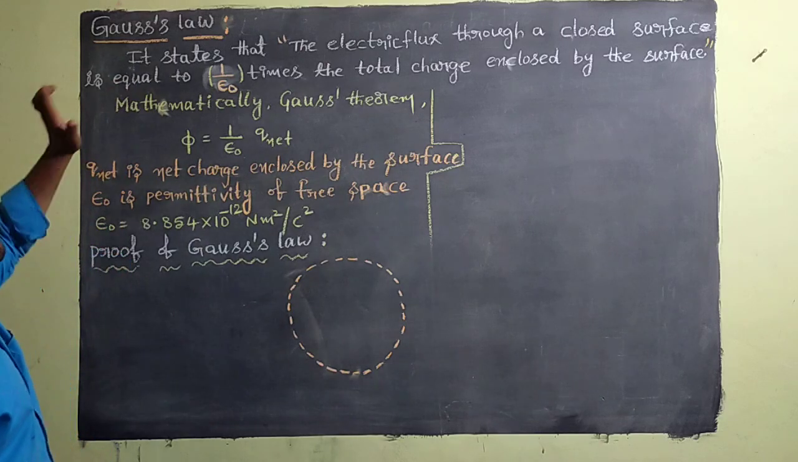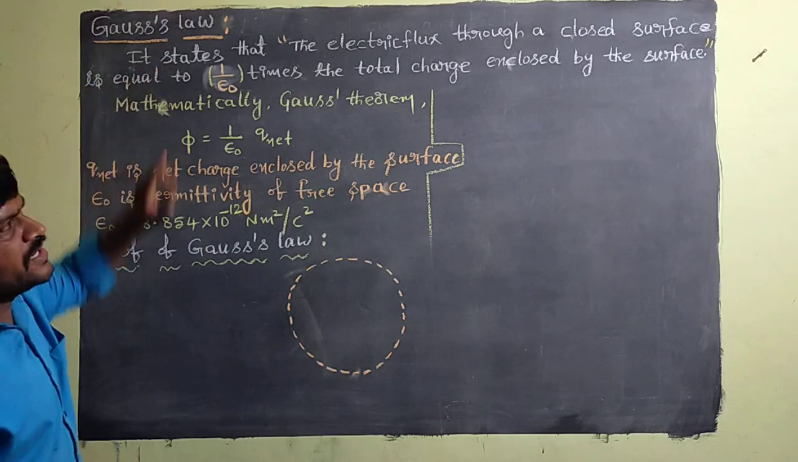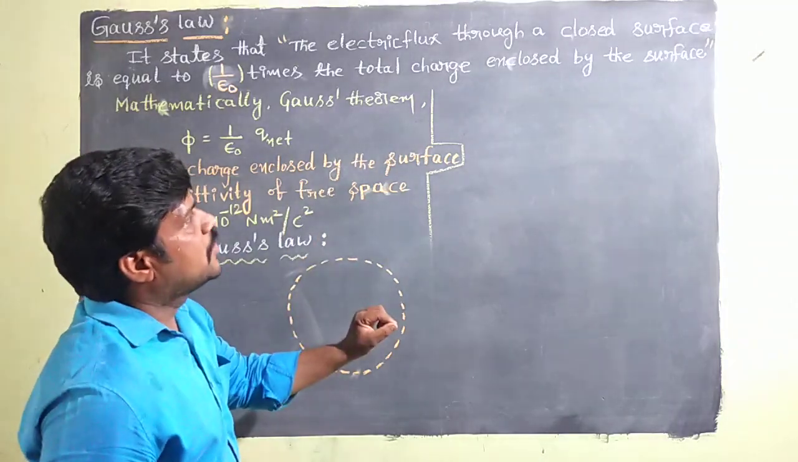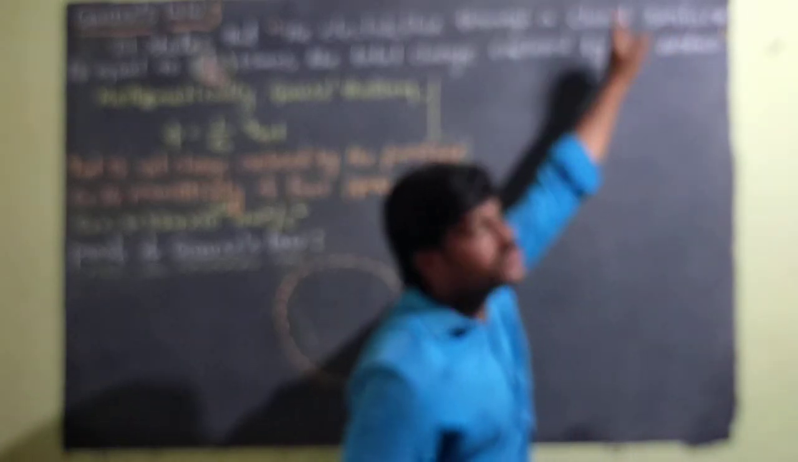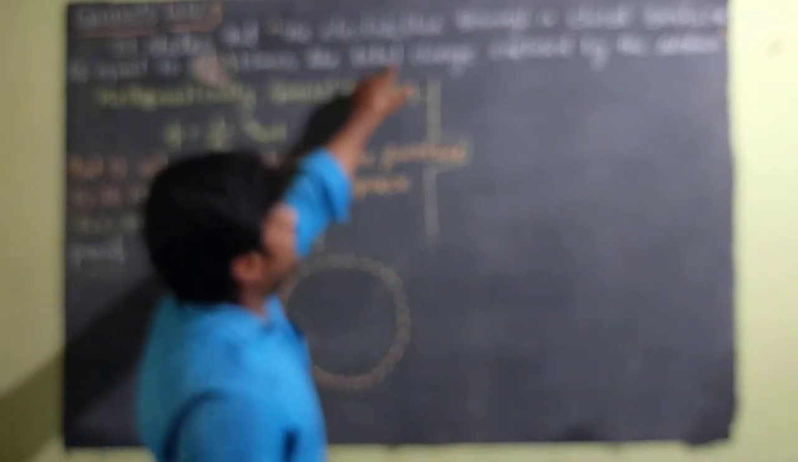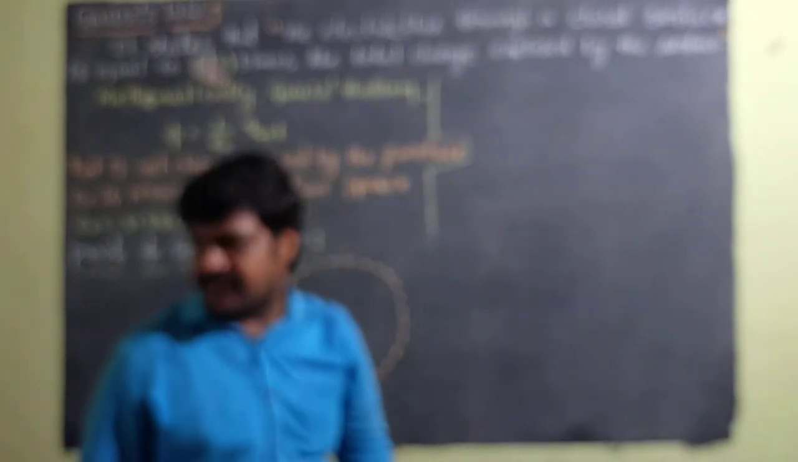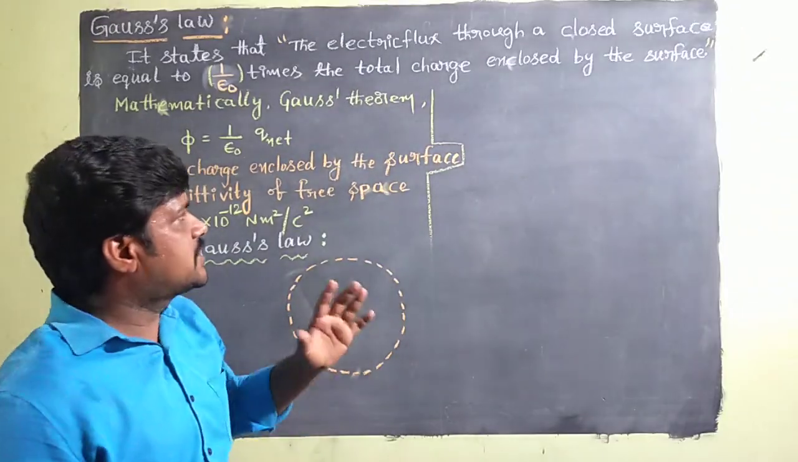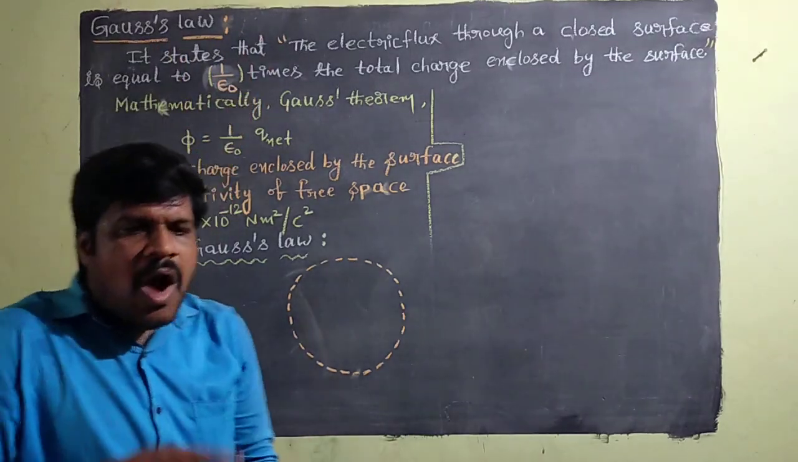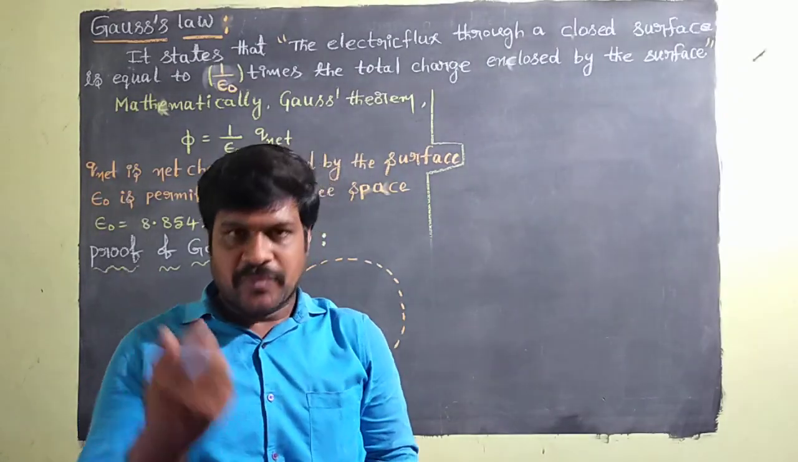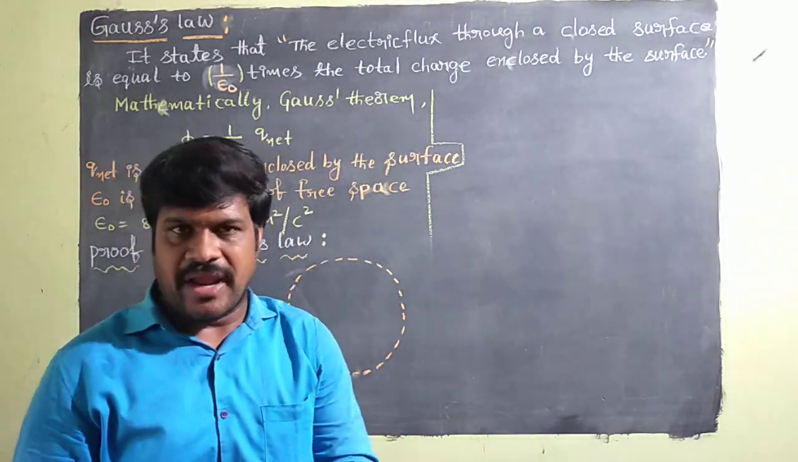Sir, what is the statement of Gauss law? It states that the total electric flux through a closed surface is equal to 1 by epsilon naught times the total electric charge enclosed by that surface. That is Gauss law. Sir, how do we understand this statement? I will tell you.